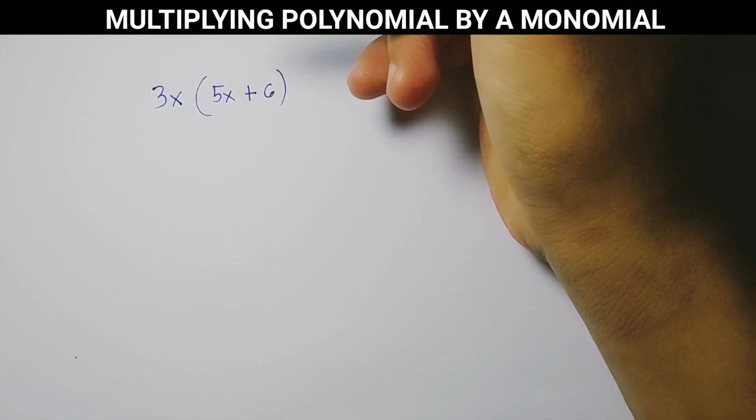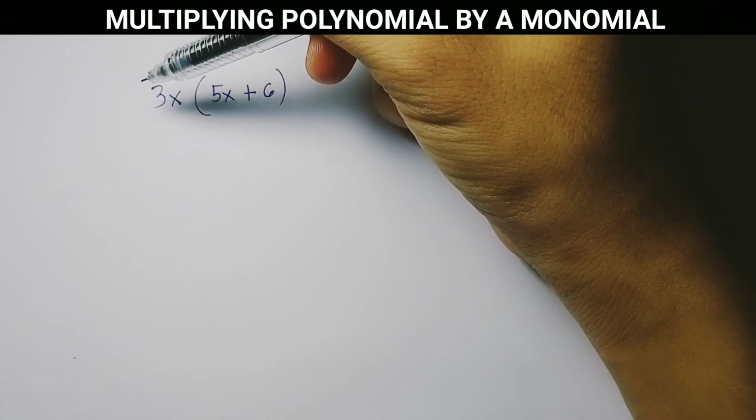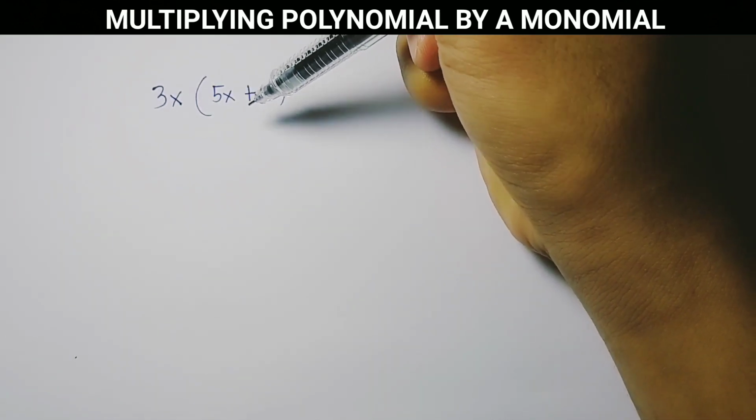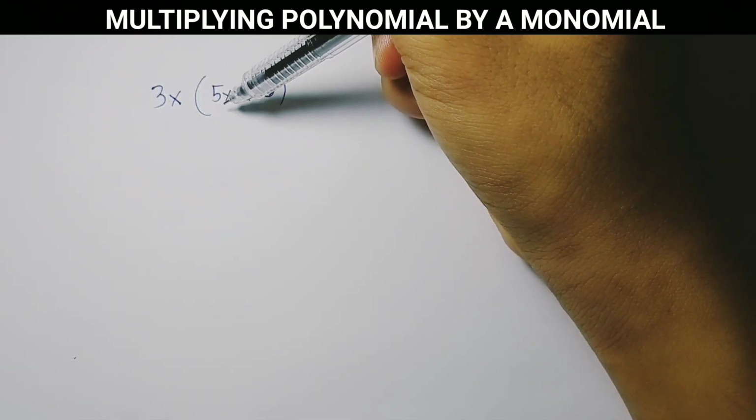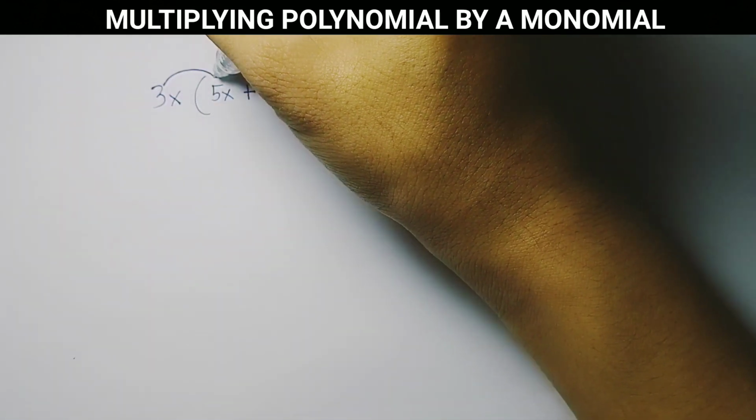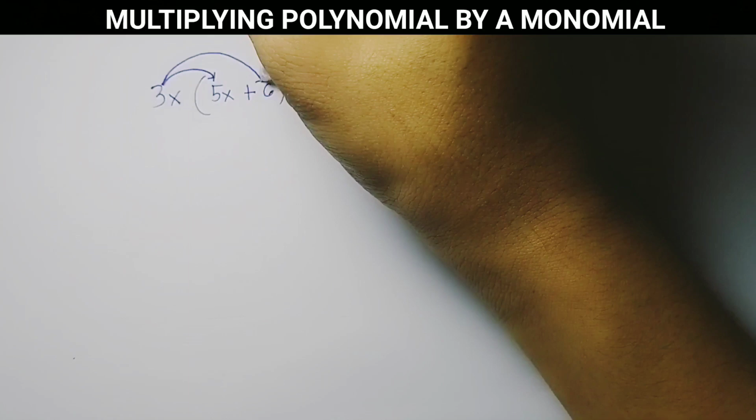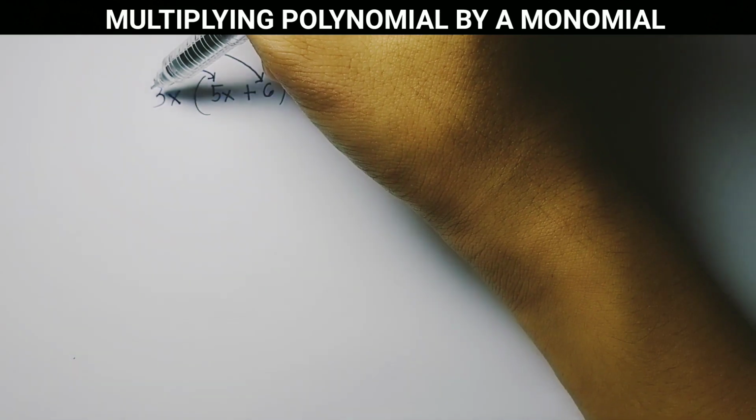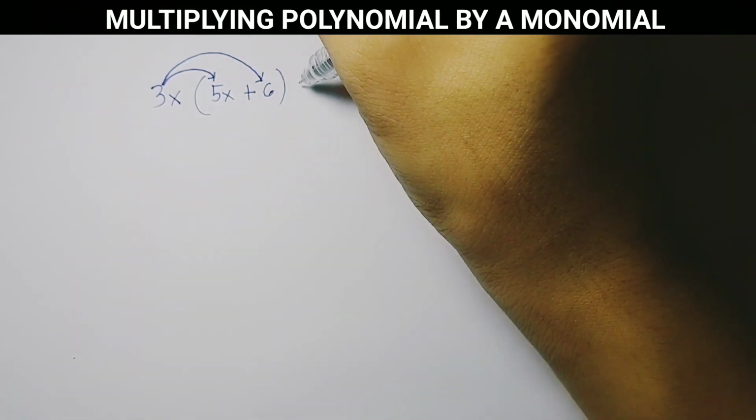Magamit daw ta og distributive property. Ang distributive property, kinahanglan kining monomial nato ma-distribute sa tanan terms diri sa polynomial. So ato siyang i-distribute, meaning atong i-multiply sa tanan nga terms diri sa polynomial. So for example, kini si 3x dapat ma-multiply nato sa 5x, unya ma-multiply pud nato sa 6. So ato na siyang i-multiply.